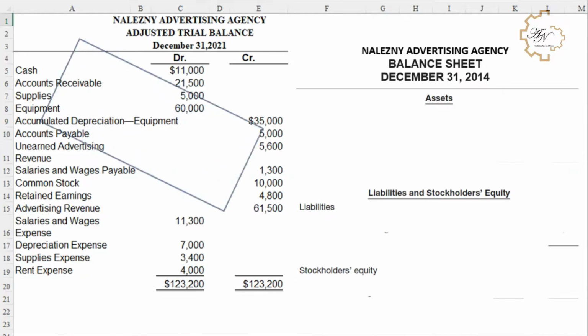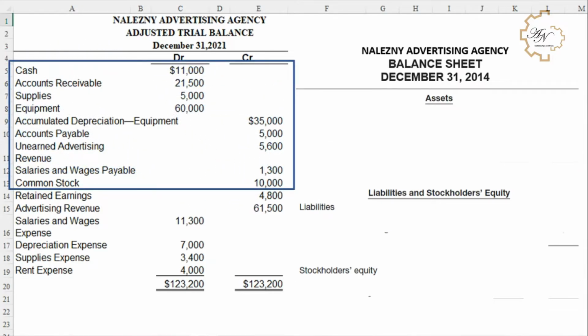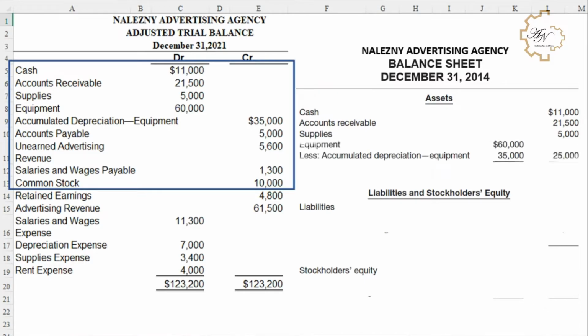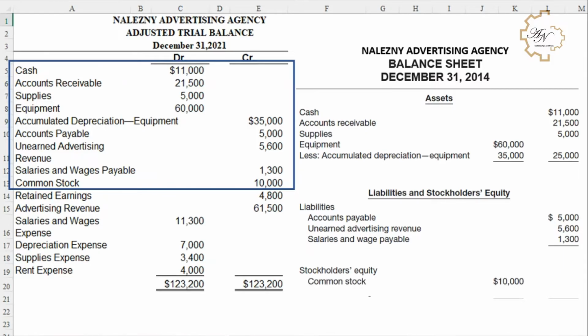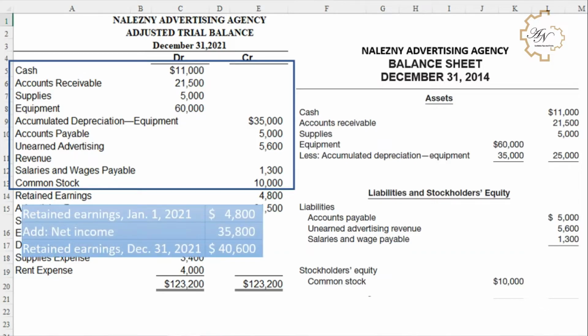Here we have assets, liabilities, and equity accounts. Let's begin with cash, accounts receivable, supplies, equipment, less accumulated depreciation equipment in the assets. Accounts payable, unearned advertising revenue, and salaries and wages payable are in liabilities, common stock in stockholders' equity, and we have retained earnings.